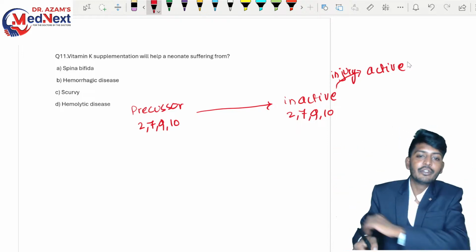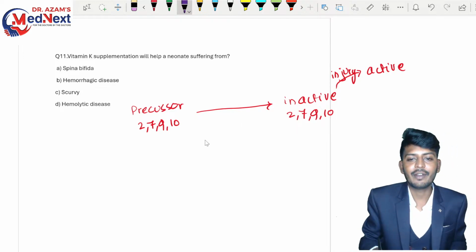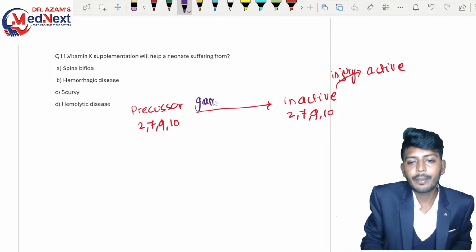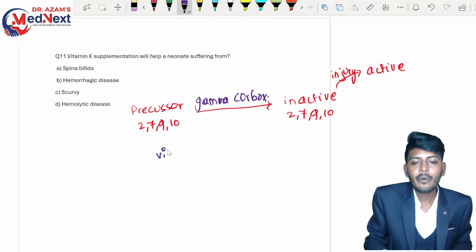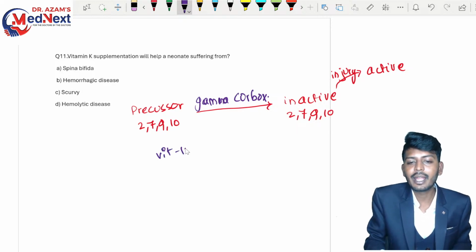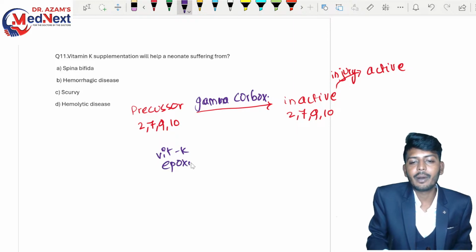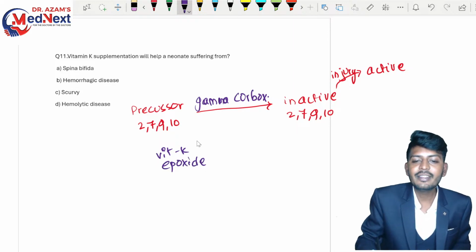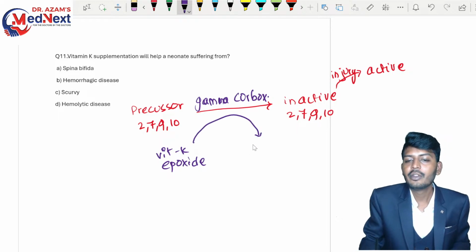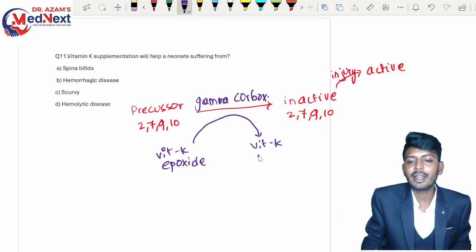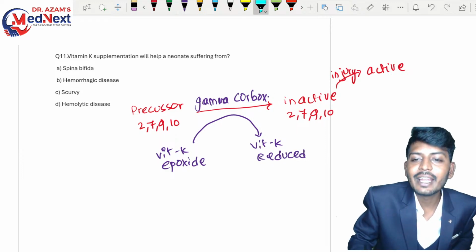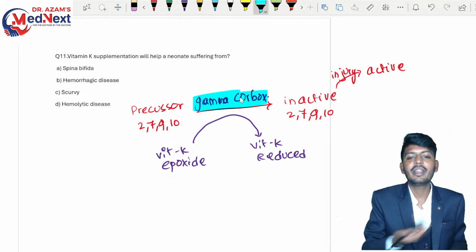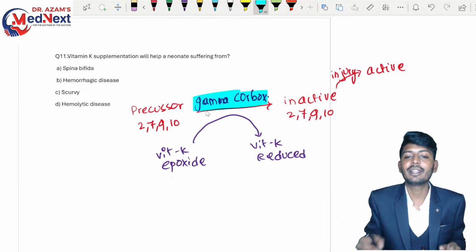ठीक है सर, चलिए. So ये precursor से इसमें convert होने के लिए we will require something called gamma carboxylation. Gamma carboxylation. Okay, so this gamma carboxylation will require vitamin K in a form called epoxide form. So this epoxide will undergo reduction. So vitamin K we will have in a reduced form. So we will have reduced vitamin K. So up to 7, 9, 10 बनने के लिए what is required? Gamma carboxylation. Gamma carboxylation होने के लिए what is required?